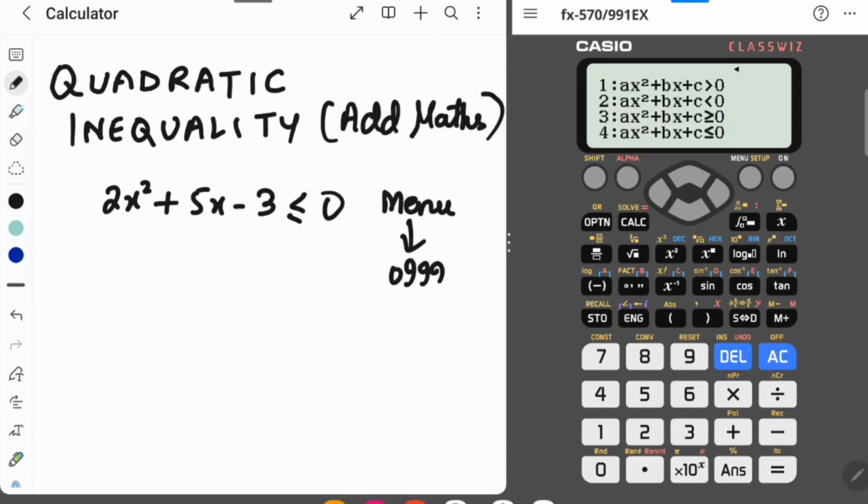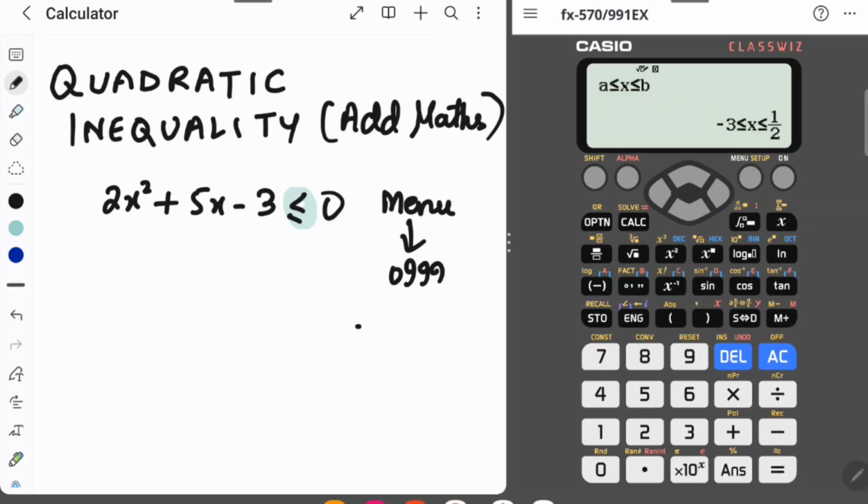Now we have less than or equal to 0 in the question. So just select: 1 is greater than 0, then less than 0, then greater than or equal to 0, then less than or equal to 0. For this question you press 4. The coefficients are 2, 5 and minus 3. So 2 equals, 5 equals, minus 3 equals. Remember, 0 should be there, like in your other equations also. In the equations the 0 must be on the other side. Okay, then equals, and you will have this range.